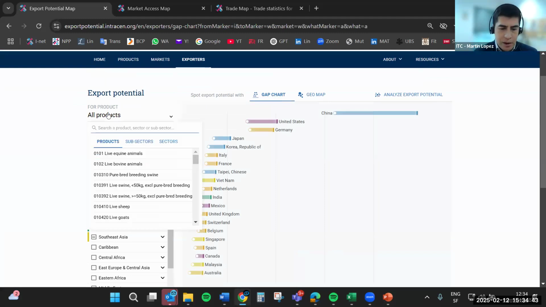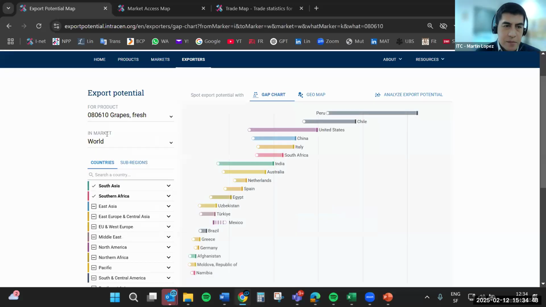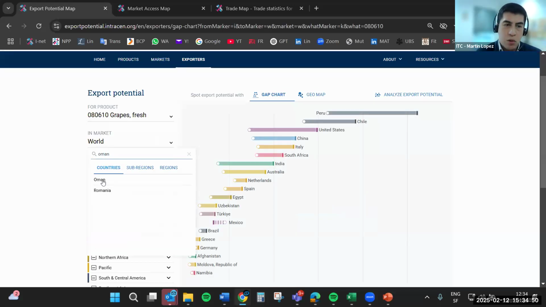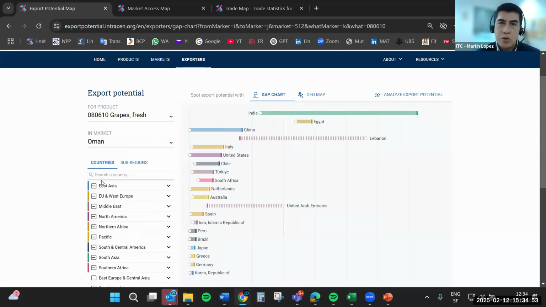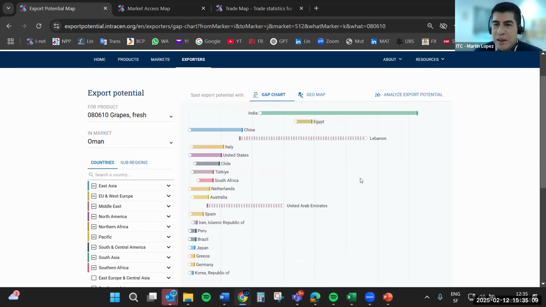Let's say, for example, grapes. We all like grapes. This is my product. And in market, let's say Oman. So in the screen, I will see those countries that are the most promising suppliers of grapes for the Omani market. In this case, well, now you know how to interpret the dotted line. I can see that in Oman, you import a lot of grapes from Lebanon, probably much more than the reasonable, and a lot as well from United Arab Emirates.